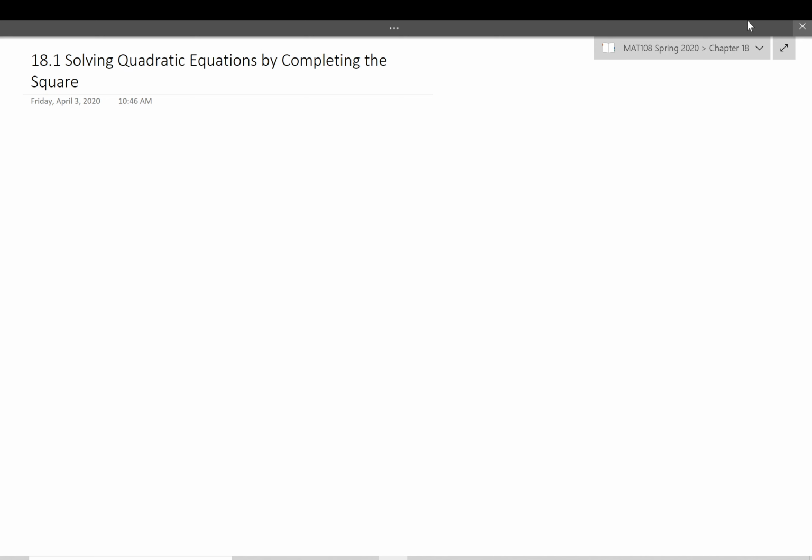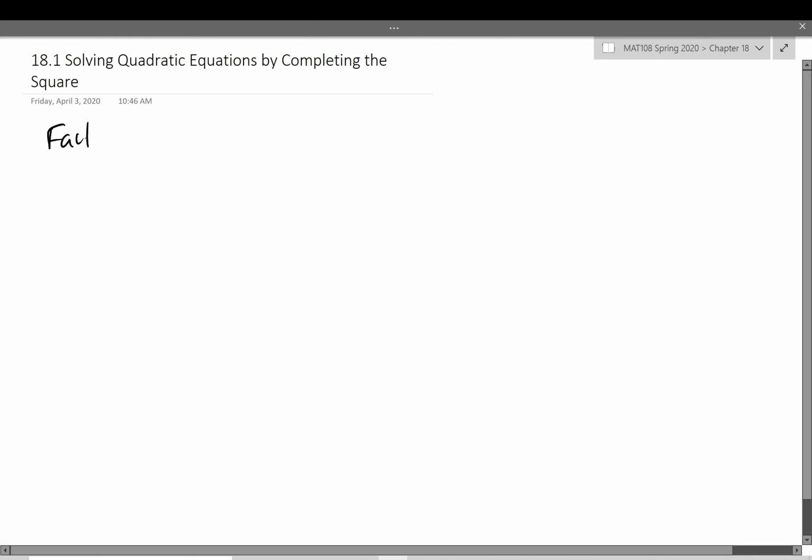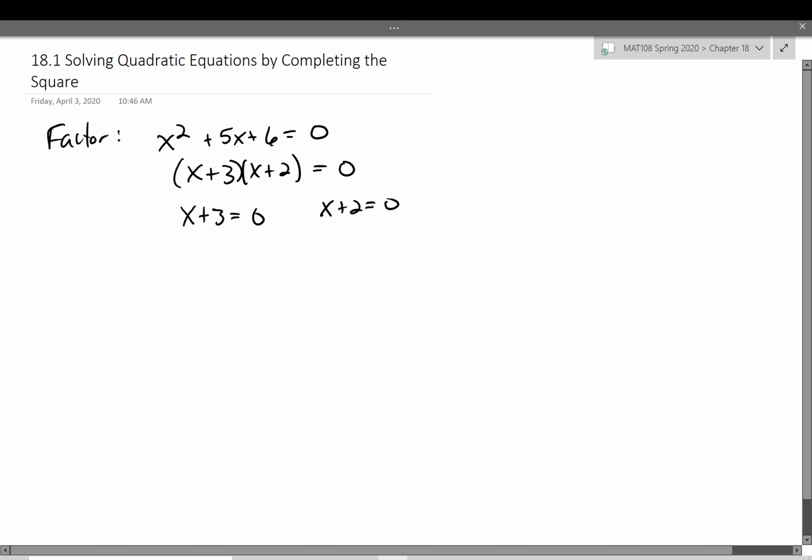And earlier in the semester, we actually learned one easy way to solve quadratic equations. So remember factoring, okay? Let's say I had a problem like x squared plus 5x plus 6 equals 0. What was nice about this is we could factor this problem down into (x plus 3)(x plus 2) equals 0. And then we would apply the zero product property, and we would say that x equals negative 3 and x equals negative 2. But that's just one way that we can solve a quadratic equation.